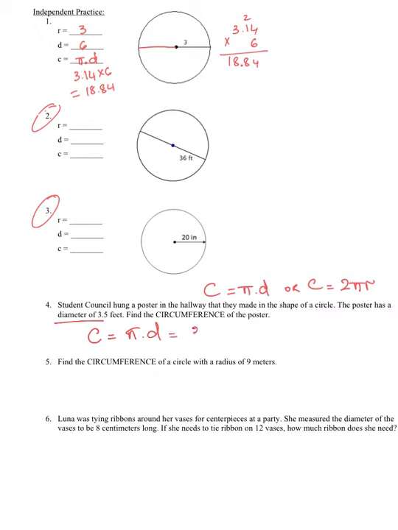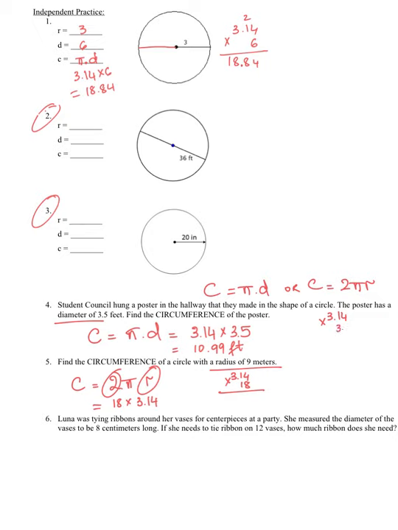So we use 3.14 times 3.5. You can line up and multiply, and don't forget to move your decimal. Pause the video and multiply this problem. So it's equivalent to 10.99 feet.